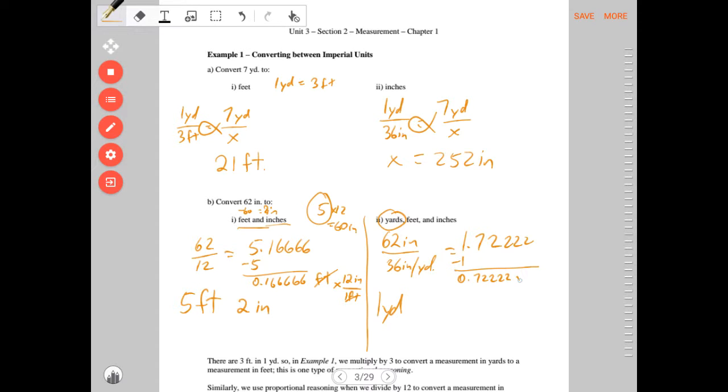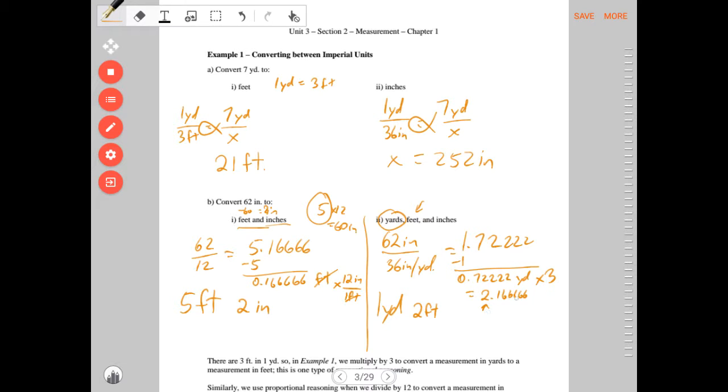So this is 0.72222 yards. We want to turn that into the next unit, feet. How many feet are in a yard? Well, 3. So we take this 0.7222 and times it by 3. That's going to give us an answer in feet. That works out to 2.16666 repeating. So that is now 2 feet. So 1 yard, 2 feet.